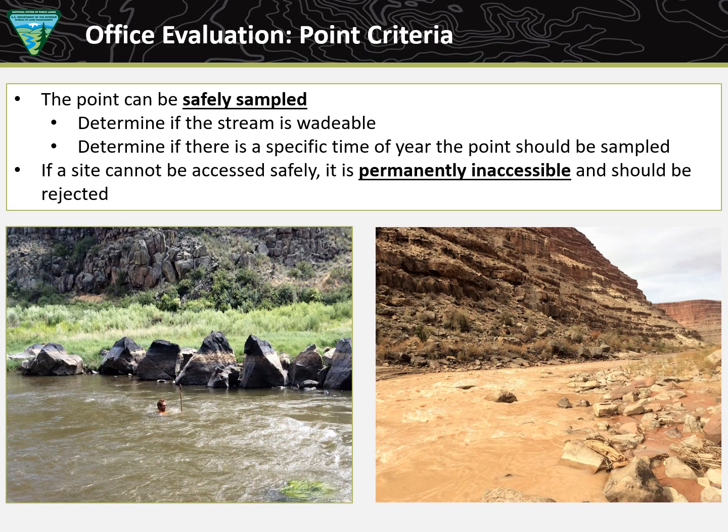Finally, it should be determined if the point can be safely sampled. For example, it should be determined if the stream is wadeable, or if there is a specific time of year that a stream should be sampled to avoid high flows or avoid the stream going dry later in the season. USGS flow gauges and local knowledge from those that work in the field office may be useful resources when determining if and when a stream can be sampled. If a site cannot be safely sampled, it is permanently inaccessible and should be rejected.